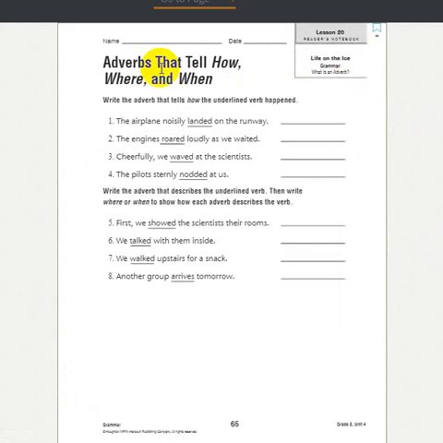Yeah, and here we have an exercise on adverbs, okay? This here will be your homework for today. It says write the adverbs that tell how the underlined verb happened, okay? The airplane noisily landed on the runway. The verb here is landed. What's the adverb that describes it? Noisily, right? Okay, and do the rest on your own. And here, write the adverb that describes the underlined verb. Then write where or when to show how each adverb describes the verb.